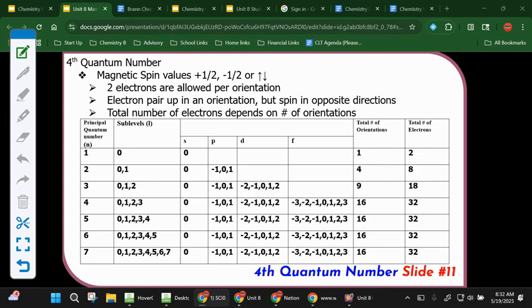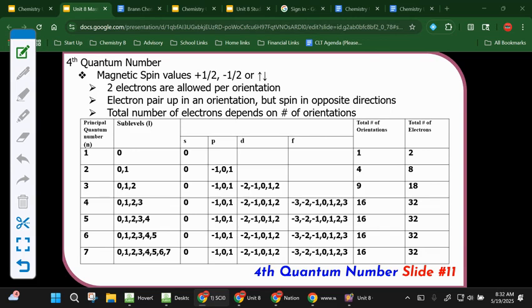In the 1st energy level, how many sublevels are there? How many? 1. How many electrons can be held in that 1 sublevel? 2. 1st energy level, 2 electrons.